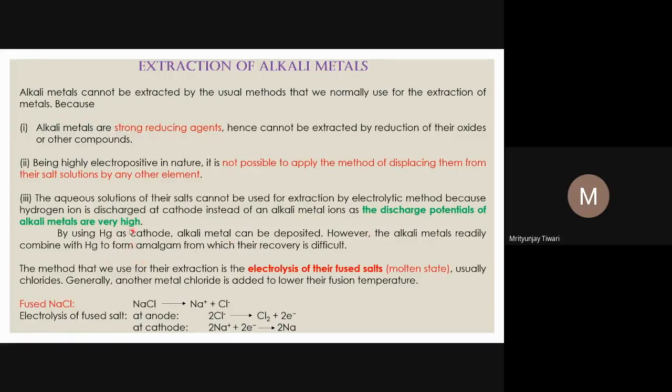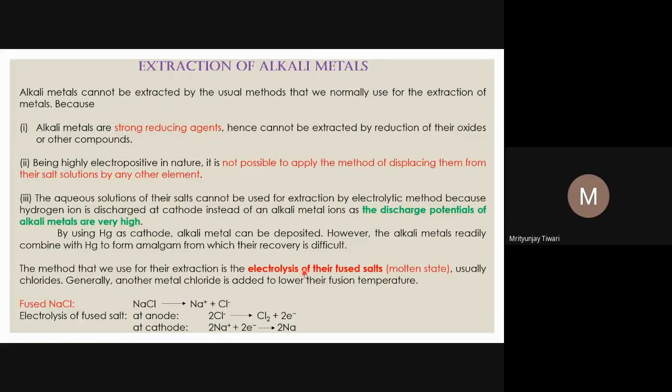By using mercury as a cathode, alkali metals can be deposited. However, the alkali metals readily combine with the mercury to form amalgam, from which their recovery is difficult. So if you want to extract pure alkali metal, it will be difficult because it will mix with mercury and form amalgam, and from there their separation is very difficult. So the method that we use for their extraction is the electrolysis of their fused salt. Instead of taking an aqueous solution, we take their fused salt.